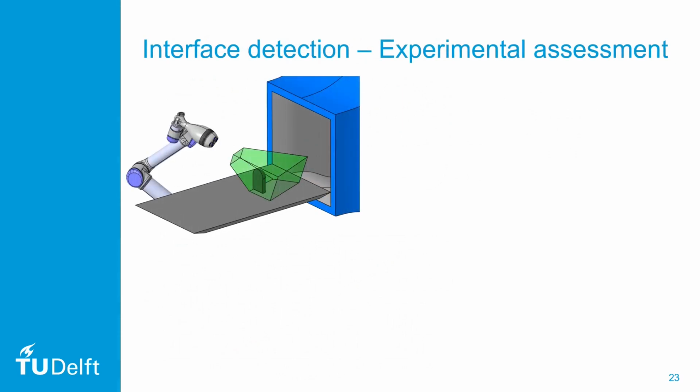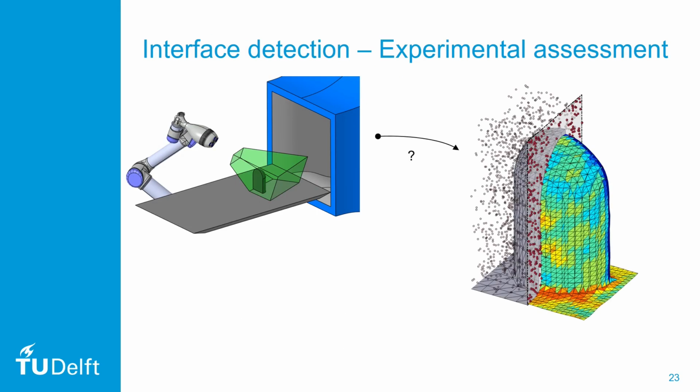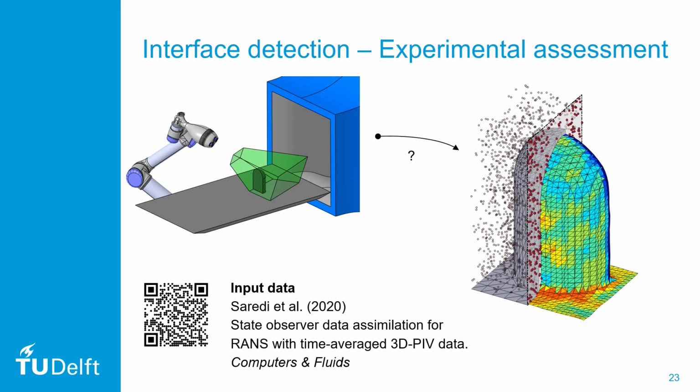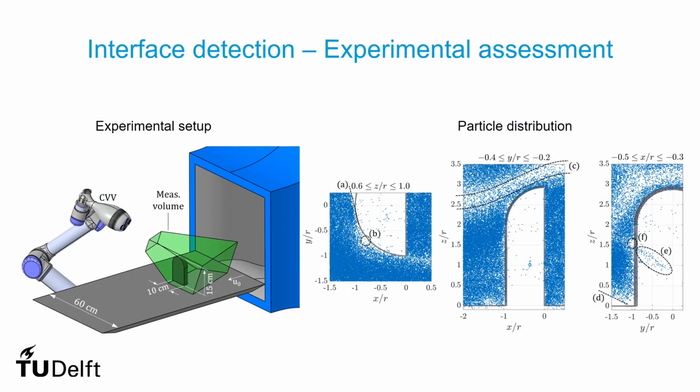Here we will be using the measurement of a coaxial volumetric velocimeter on a truncated cylinder model. And we will be asking ourselves, is the particle distribution sufficient to get a geometry reconstruction like you see on the right-hand side? The input data was kindly provided by our colleague Eduardo, who in fact published this experimental dataset already in the Journal of Computers and Fluids. Here you see the setup again of the 10 cm cylinder analyzed by the CVV system.